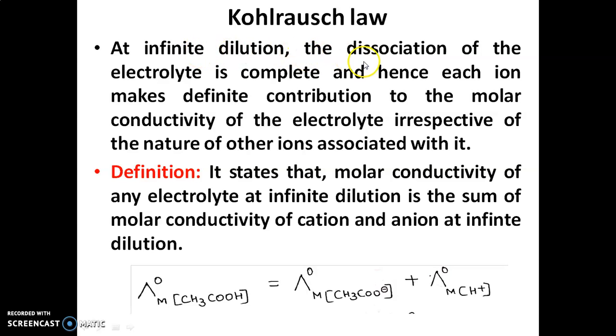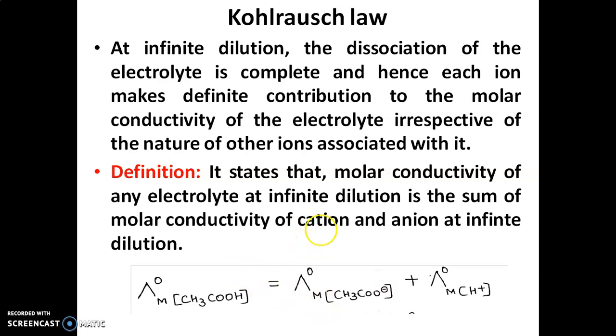At infinite dilution the dissociation of the electrolyte is complete and hence each ion makes a definite contribution to the molar conductance of the electrolyte irrespective of the nature of other ions associated with it. The definition is: according to Kohlrausch law, the molar conductance of any electrolyte at infinite dilution is the sum of molar conductance of its cation and anion at infinite dilution.